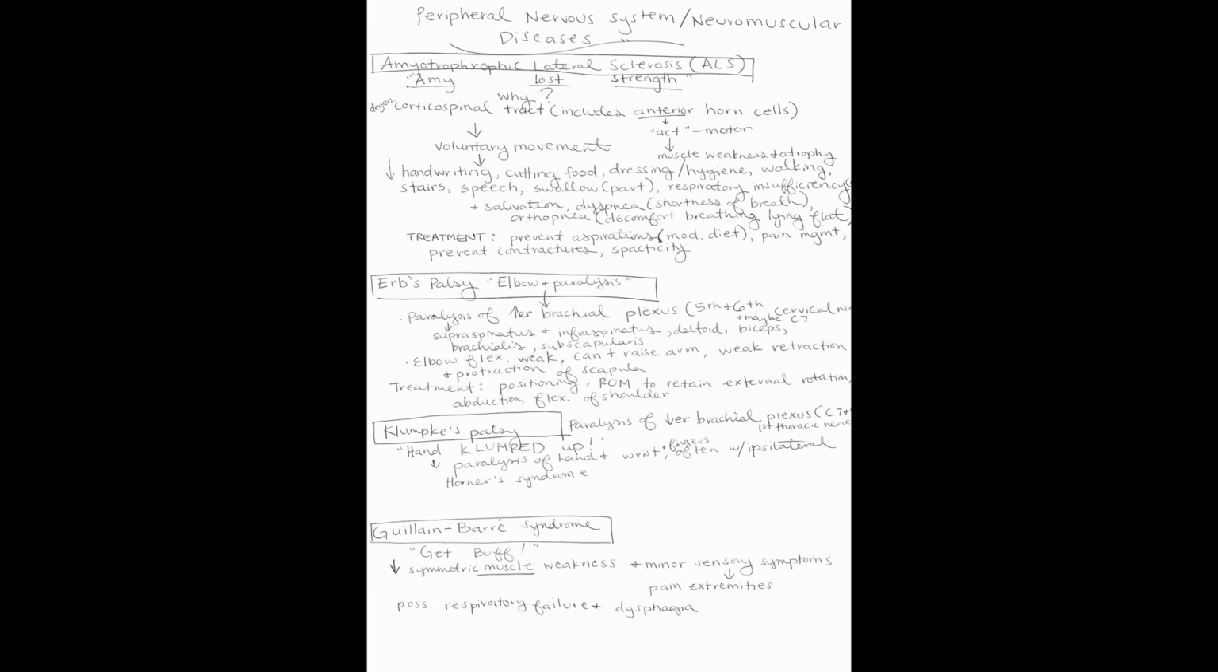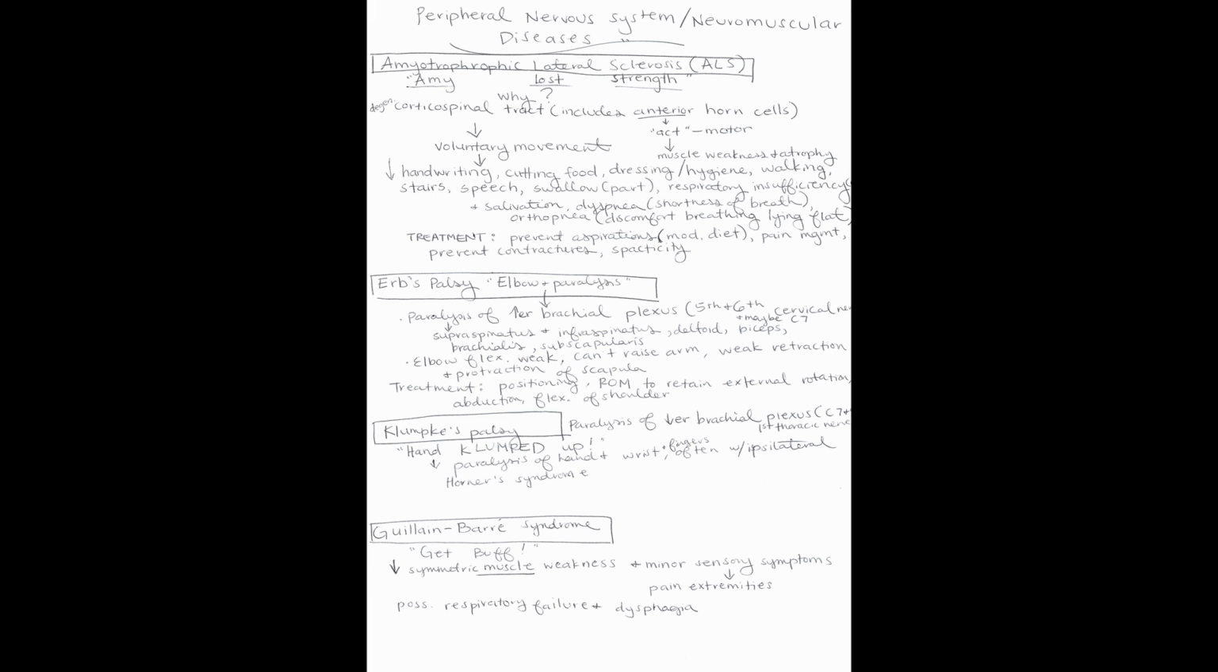Now, Klumpke's palsy is paralysis of the lower brachial plexus, C7, 8, and the first thoracic nerve. How I remember this is hand clumped up. So for Klumpke's, I think of clumped. And since it's a lower area, that would include the hand clumped up. So it's paralysis of hand and wrist and fingers. Often it's associated with ipsilateral Horner syndrome.